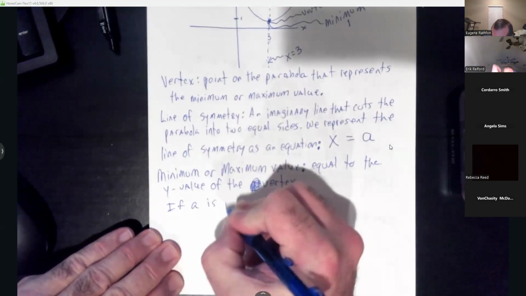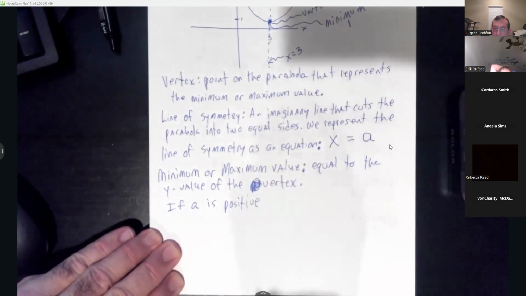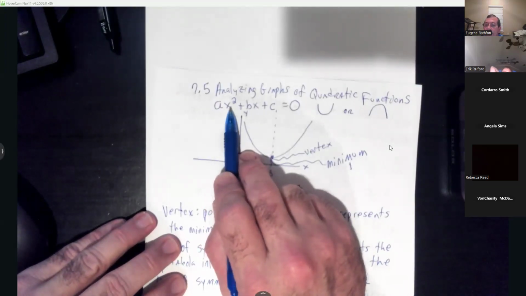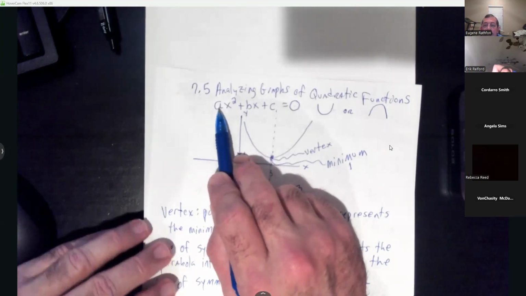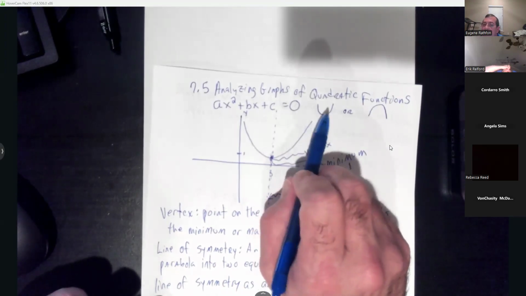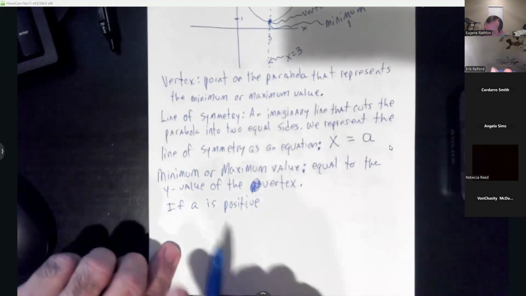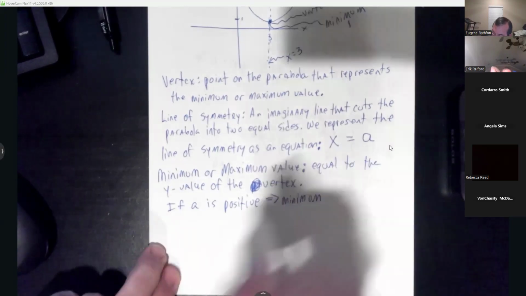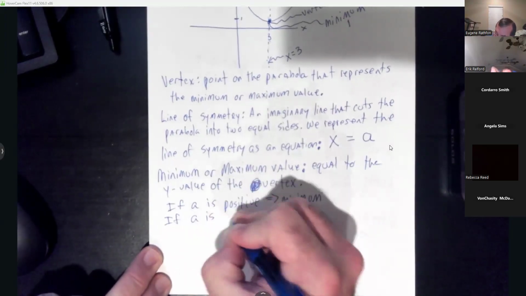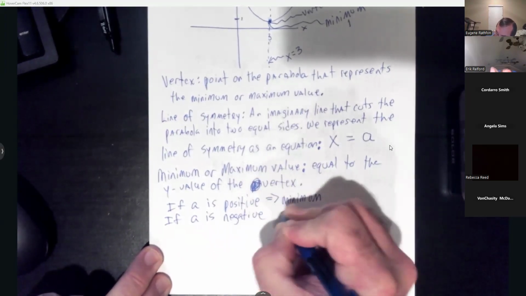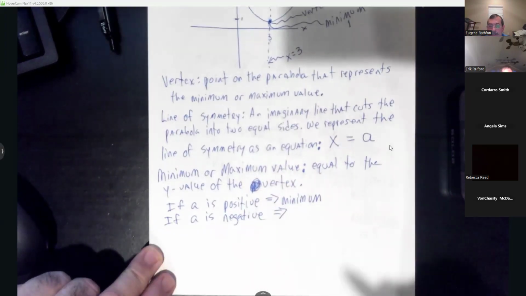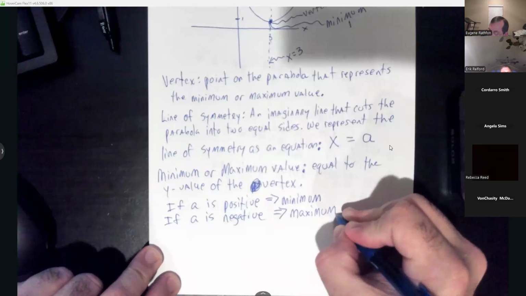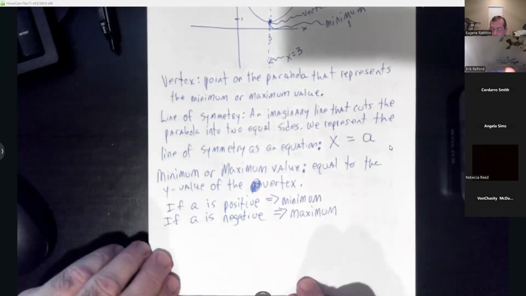If A is positive, and y'all look up here for a second, A is the number in front of the x squared term. If this number is positive, you're going to get a U-shaped parabola, which means it's a minimum. So if A is positive, then you're going to have a minimum. If A is negative, so you got a negative x squared, then it's going to flip it over and you're going to have a maximum. Okay?